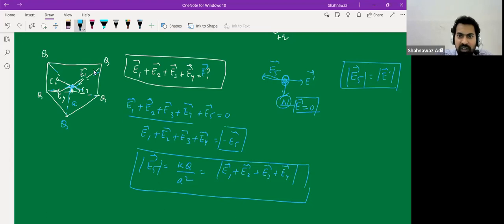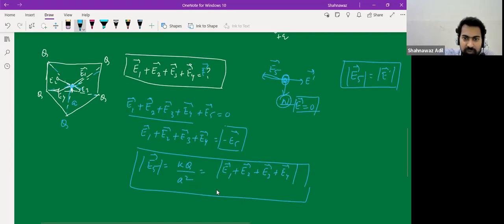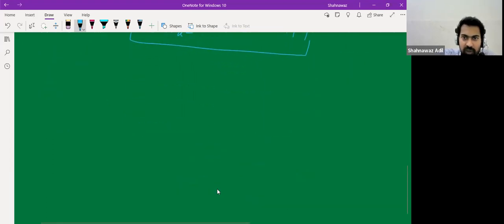And now let us understand what the variation of the electric field due to a point charge is. Okay. So did you note down this part?